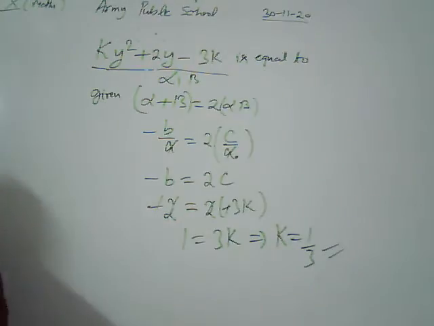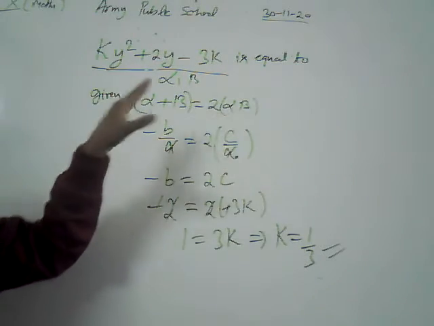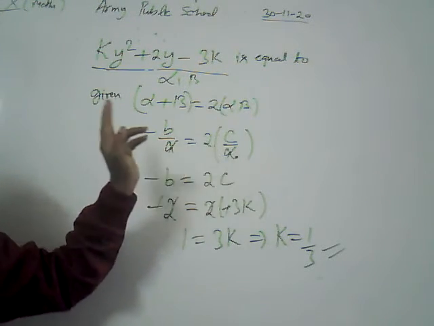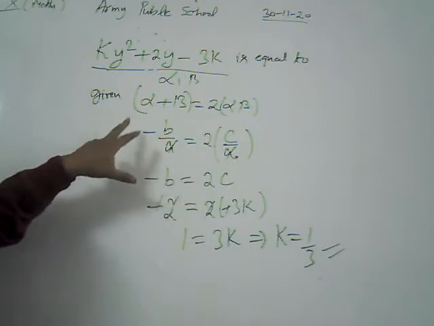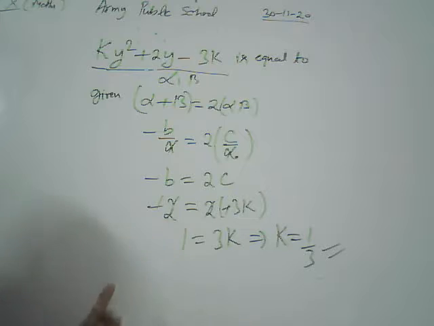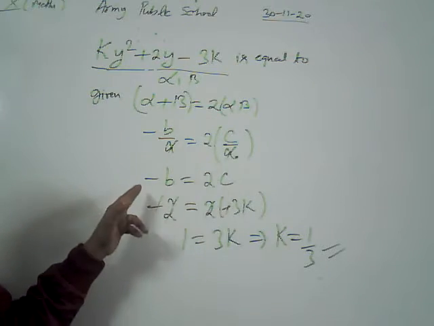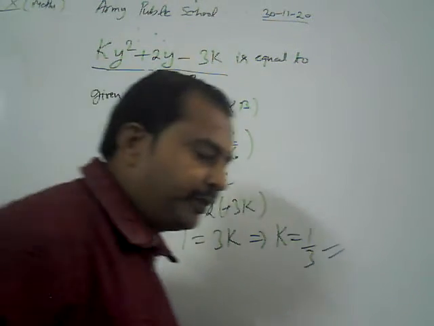Okay beta, what was there? A quadratic equation was given and the condition was that the sum of its zeros is 2 times the product of the zeros. Then we start with alpha plus beta equal to 2 times alpha beta. We use the relationship with the coefficients: the sum alpha plus beta is given by minus b by a, equal to 2 times c by a. Then minus b equal to 2c. Then after solving we get the value of k is 1 by 3.